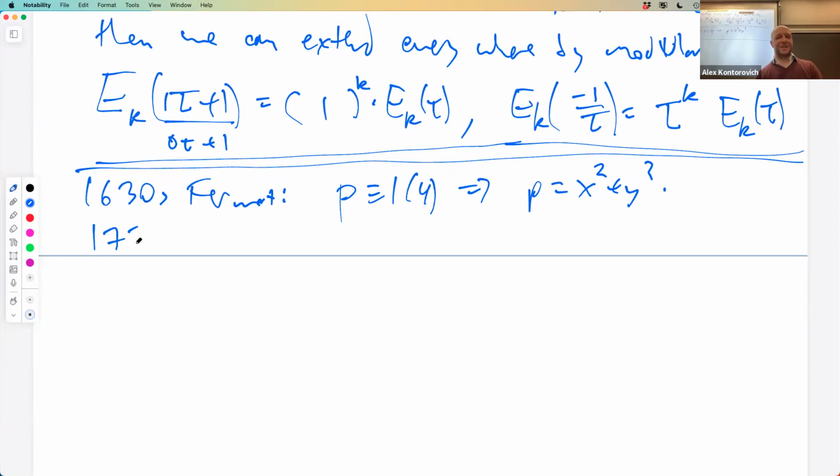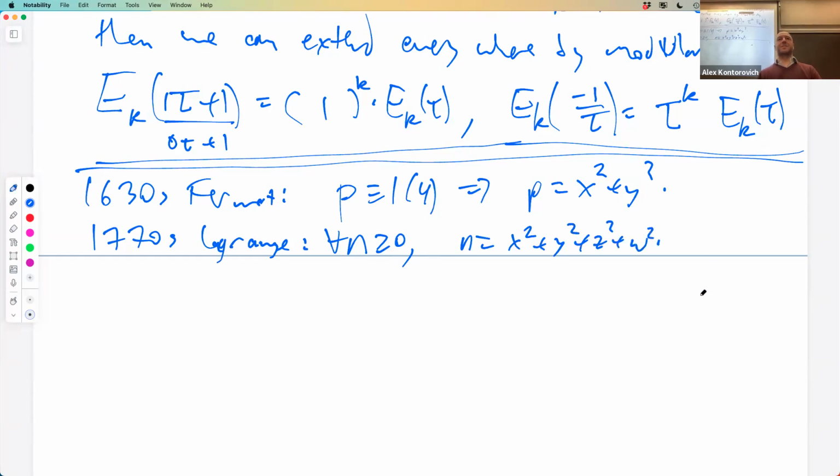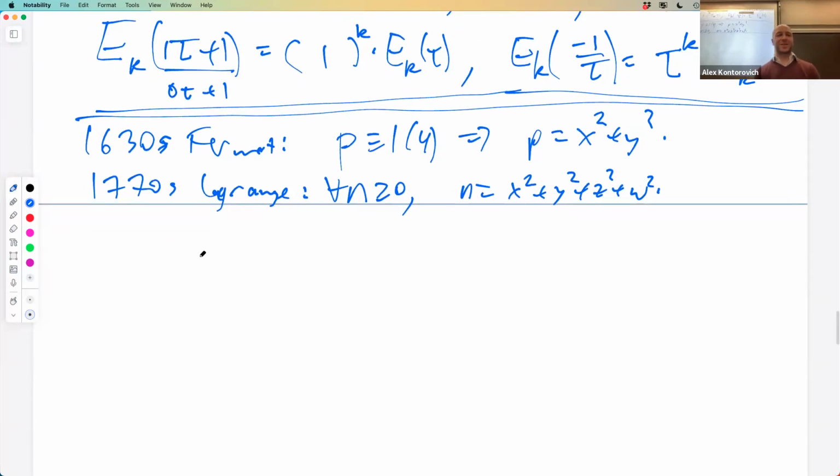I'll say 1770s, Lagrange's 4 square theorem. Lagrange shows that actually any integer n, for all positive n, is a sum of 4 squares. These were done by bare hands, elementary means, but now we can understand these proofs in fancier terms that give us more information, actually.